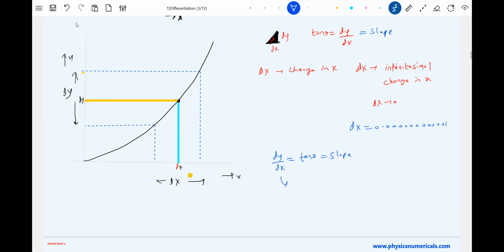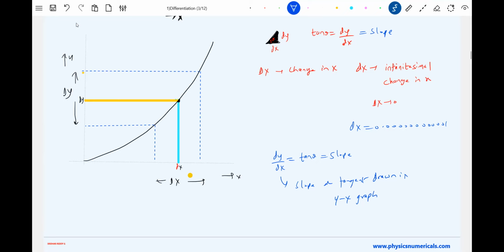So how do you define dy by dx? Slope of the tangent, slope of the curve, or slope of the tangent drawn in the yx graph. Slope of the tangent of the curve drawn in the yx graph. Anything you can put.